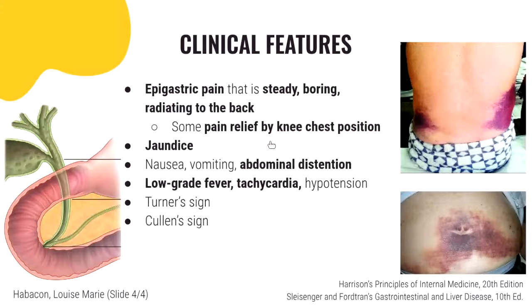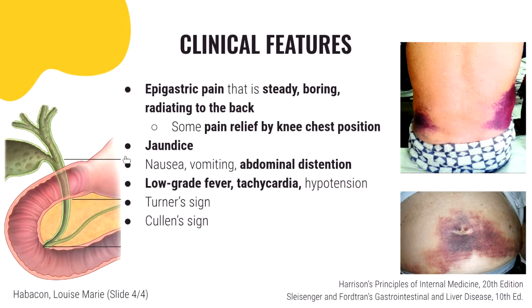Another manifestation that may present is jaundice. Now, jaundice happens if the head of the pancreas, as you can see on your left, is inflamed, and this head of the pancreas is edematous. It will now compress the intrapancreatic bile duct, causing jaundice.